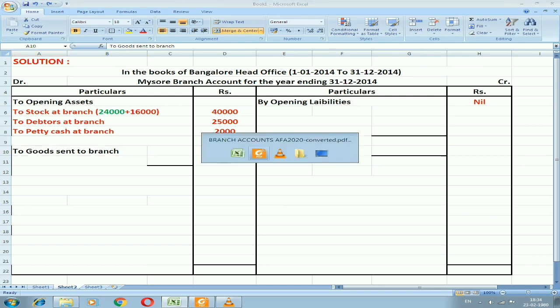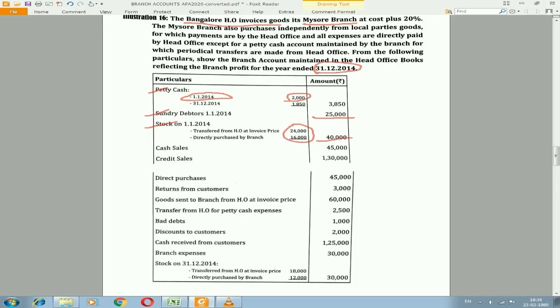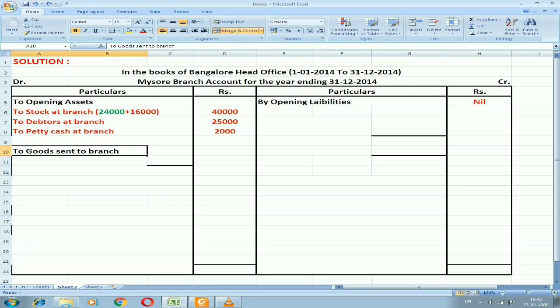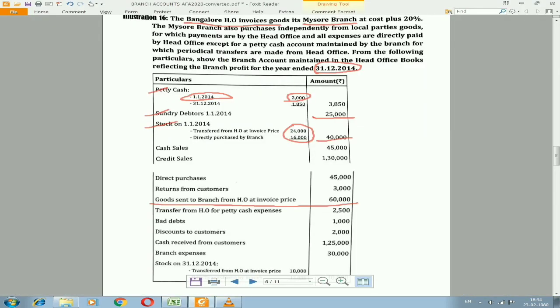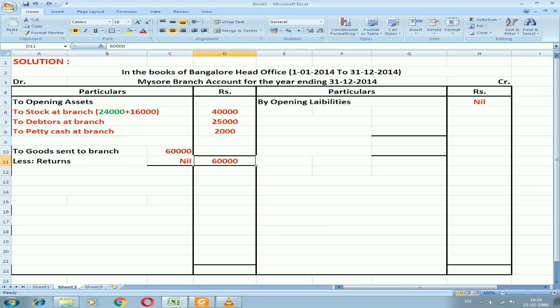Then we are going to record the goods sent to branch. In this, whatever goods are sent by the head office to the branch will be recorded. As you can see, goods sent to branch from head office at invoice price is the amount of rupees 60,000. That we are going to take here, 60,000. Less, we are supposed to minus returns. We don't have any returns in the illustration, that is the reason it will be nil. Total amount will be 60,000.